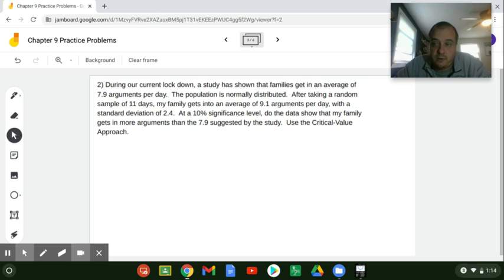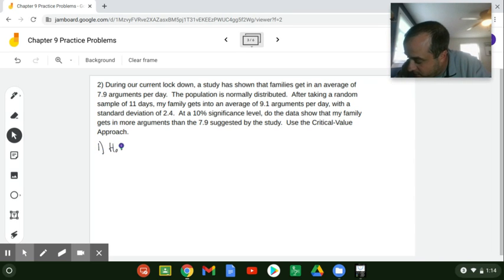So again, we're using a critical value approach here, but the key difference with this prompt compared to the last prompt is that I don't know the standard deviation of the population. This standard deviation that I have right here is related to the sample, meaning this is going to be a t-test. Everything's going to be different, except we're calculating a t statistic versus a z statistic.